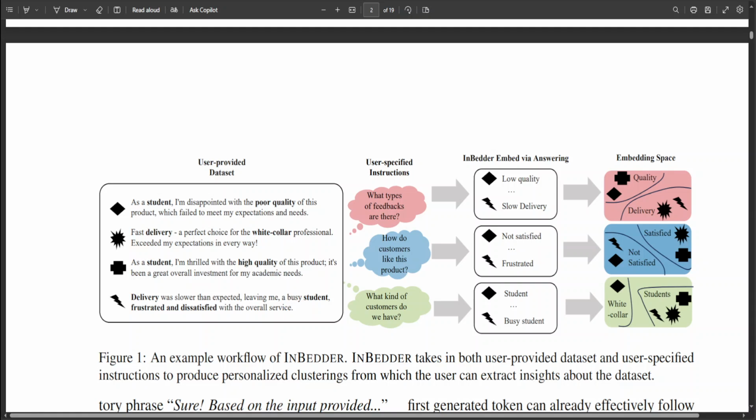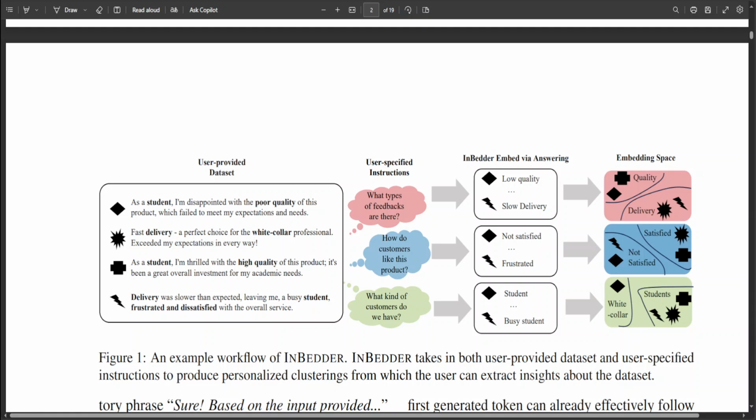This is where this paper helps, as it offers a new viewpoint which treats the instruction as a question about the input text and encodes the expected answer to obtain the representations accordingly. Intuitively, text with the same implicit semantics would share similar answers following this instruction, thus leading to more similar embeddings. If you look at this example, this is a workflow of InBedder.